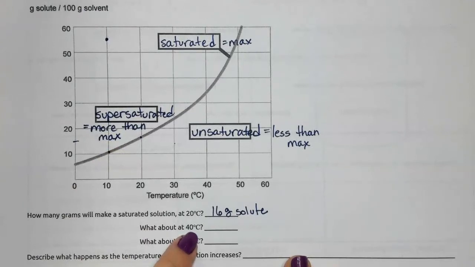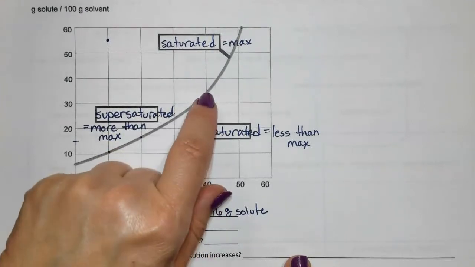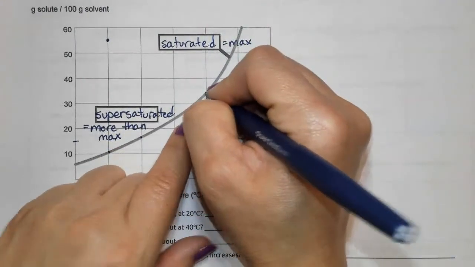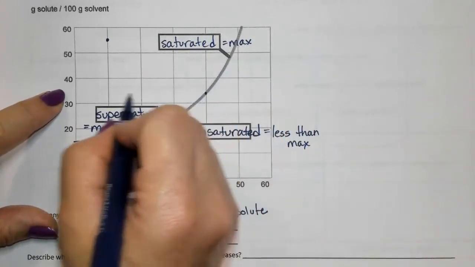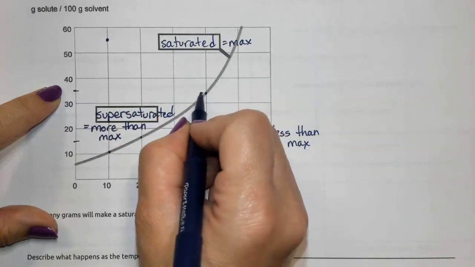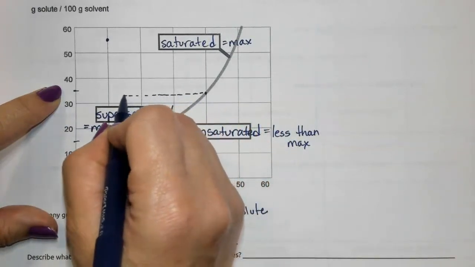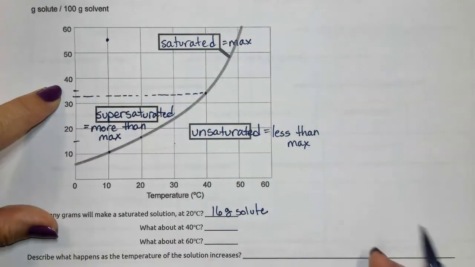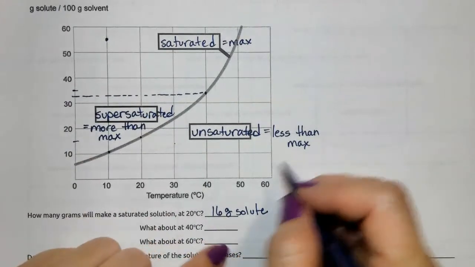What about at 40 degrees? Well, at 40 degrees, I can dissolve this much. So how much is that much? Let's bring it over here. That's about 35. So I would say this is about, say, 32 or 33. Let's call it 32.